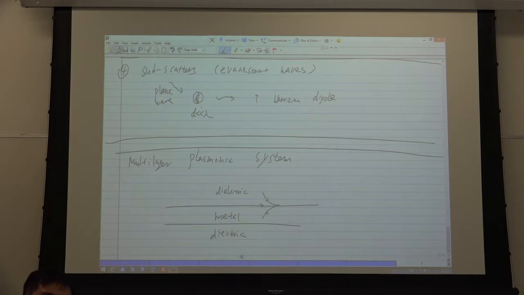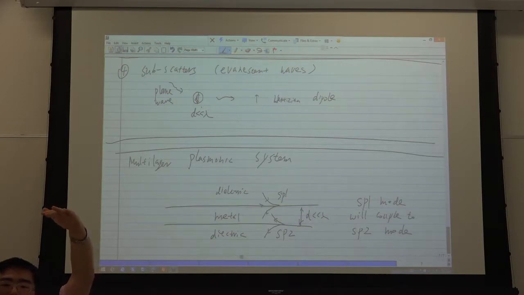Another interface also has a surface plasmon mode. If the thickness is very thick, the two modes are not coupled, right? Because the field decays along the metal. But if d is very, very thin, surface plasmon 1 mode will couple to surface plasmon 2 mode. When they couple, according to coupled mode theory, they split into two resonance frequencies. Initially, if thick, it is the same one resonance frequency. If they couple, they become two resonance frequencies. This is coupled mode theory.